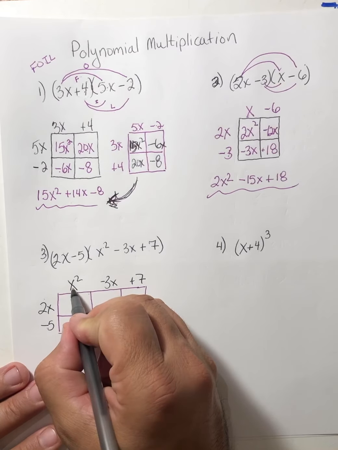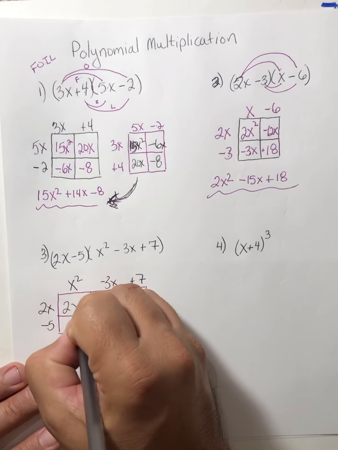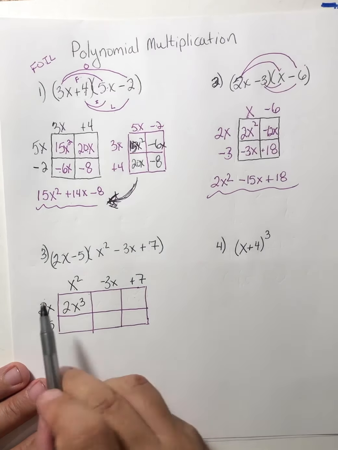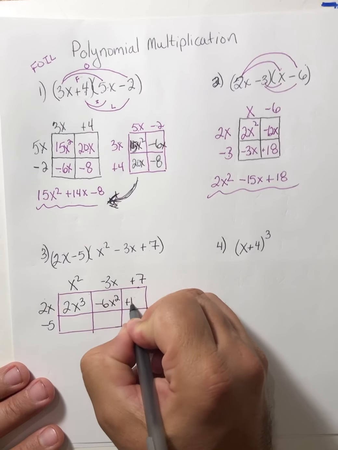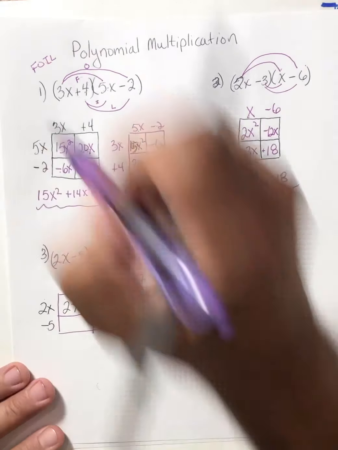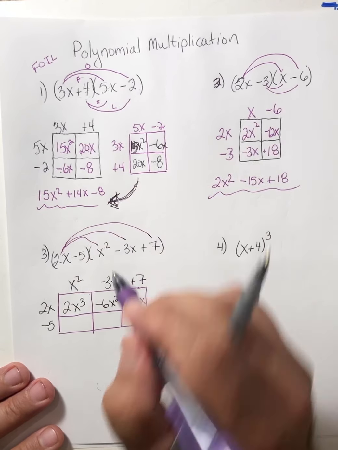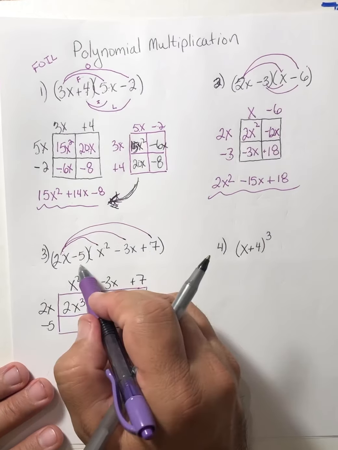So 2x times x squared is 2x to the power of 3. 2x times negative 3x, negative 6x squared. 2x times the 7 is plus 14x. We just did 2x times each of those. Now we're going to do negative 5 times each.